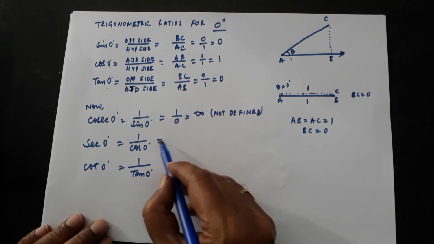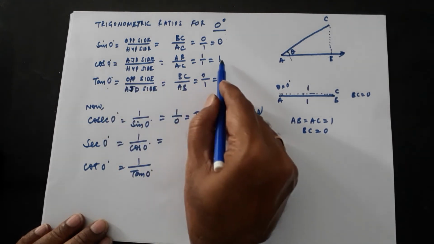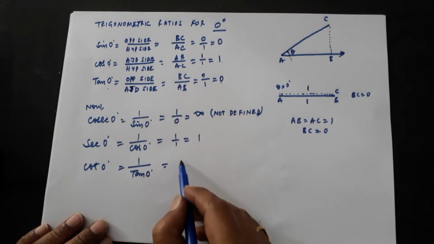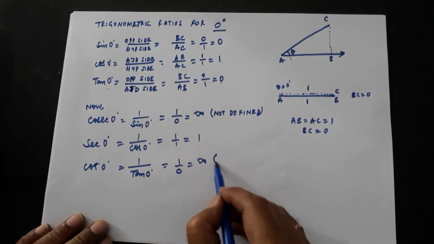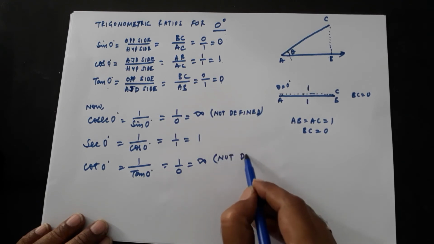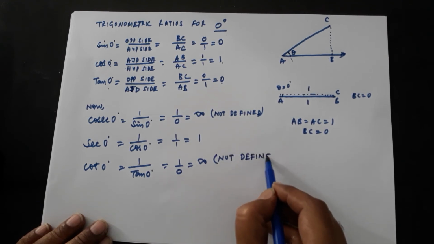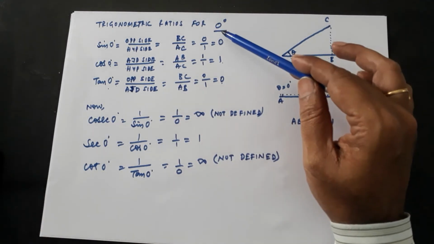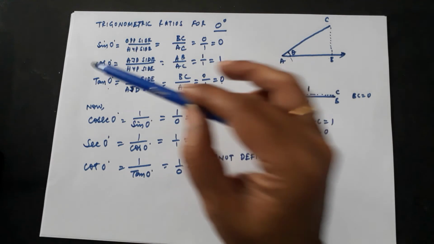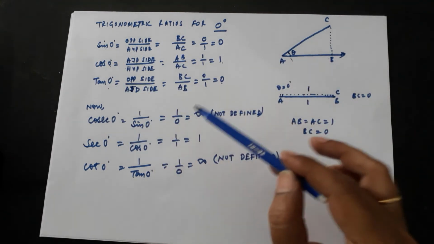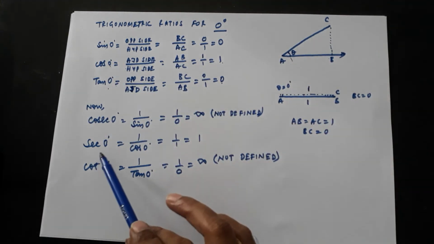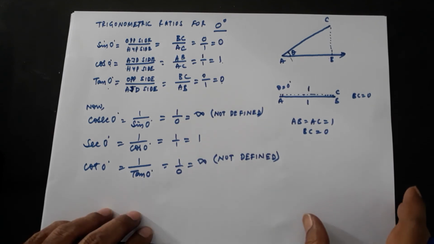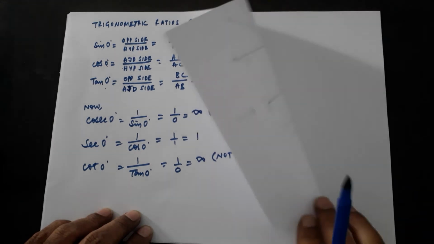We cannot define it. So cos 0 is 1, so sec 0 will be 1 by 1, equal to 1. Tan 0 is again 0, and 1 by 0 is infinity, which you can write as not defined. Now we got the trigonometric ratios of 0 degrees. Sin 0 is 0, cos 0 is 1, tan 0 is 0, cosecant 0 is not defined, secant 0 is 1, and cot 0 is not defined again. So this is for 0 degrees.